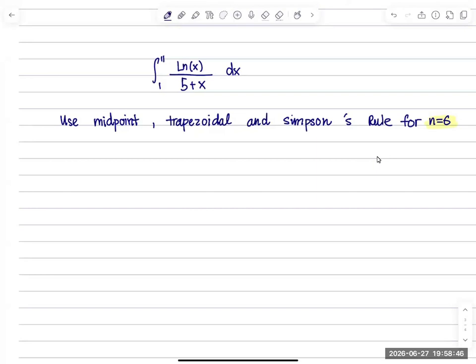So for the bound, the range is between 1 and 11, and I need to cut this into n equals 6 intervals. So we're going to have to find delta x, and delta x is going to be b minus a over n. This is my b, and this is my a. So it's going to be 11 minus 1 over 6, and that will be 10 over 6. Simplify it, divide both top and bottom by 2, we have 5 over 3.